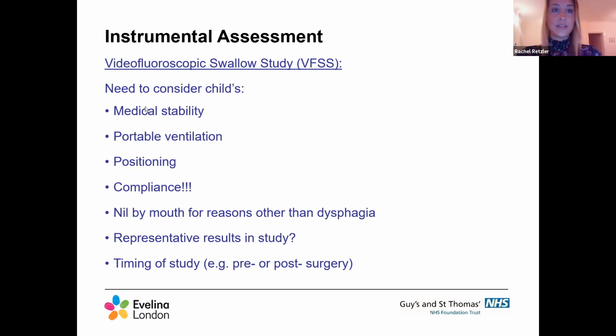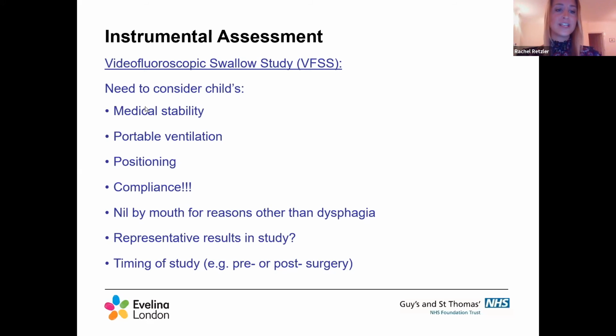Things to keep in mind with VF, we want to consider the child's medical stability. If they're ventilated, is this portable? Their positioning, are they able to be in the right position for a VF? And compliance, always think compliance: will this child accept a VF, or do they have a history of refusal or severe aversion? If they're nil by mouth, why are they nil by mouth? For reasons other than dysphagia, are they aversive and refusing everything? Because a child like that, for example, if they haven't eaten in months and they're refusing everything, they are likely not going to accept during the study either.